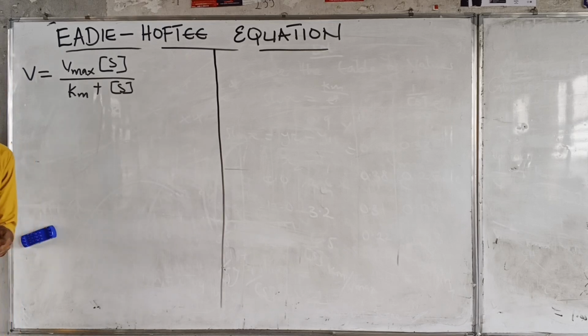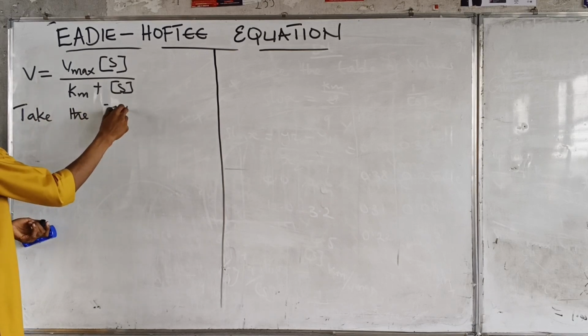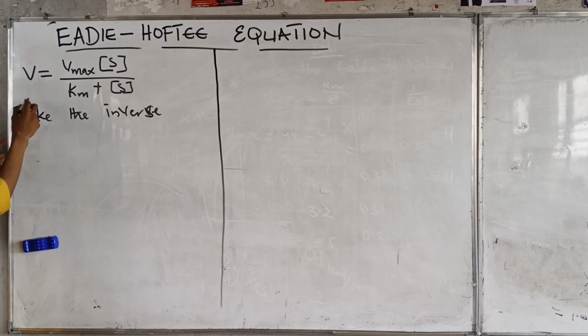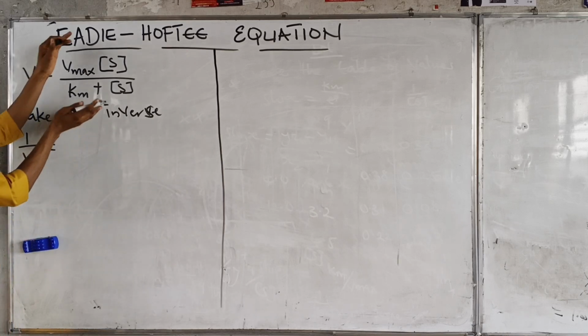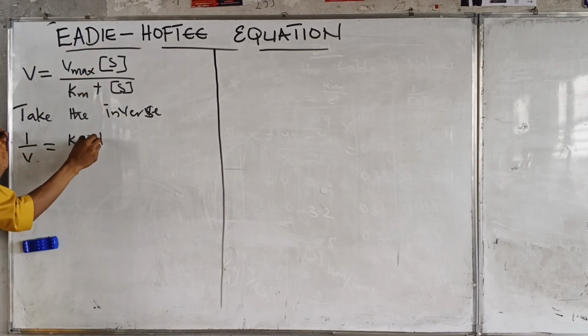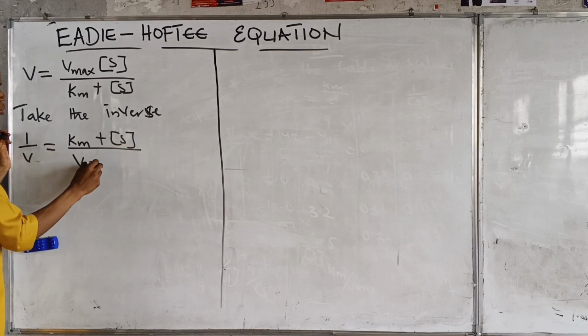Now, what Eadie did was he took the reciprocal, he took the inverse of this, just like we did in Lineweaver-Burk. So take the inverse. If you are taking the inverse, what will we be having here? 1 over V equal to, taking the inverse means turn this upside down, right? Km plus S all over Vmax.